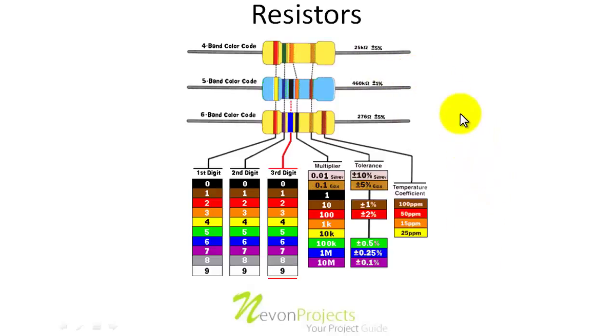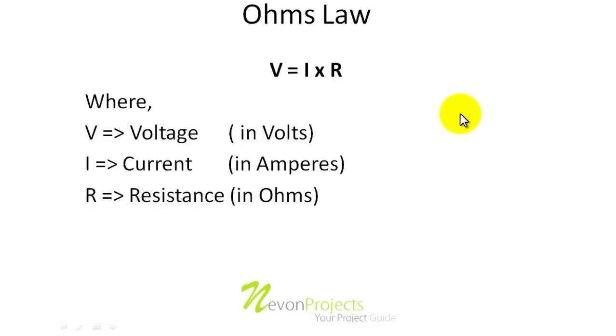Now let us move on to the next section, that is our basic principle of knowing the relationship between voltage, current and resistance, that is Ohm's law. Now what is Ohm's law? It is expressed in terms of this equation, V equals IR, where V is the voltage in volts, I is the current in amperes, and R is the resistance in ohms. So whenever we are given two quantities, we can find the third one using this relation.